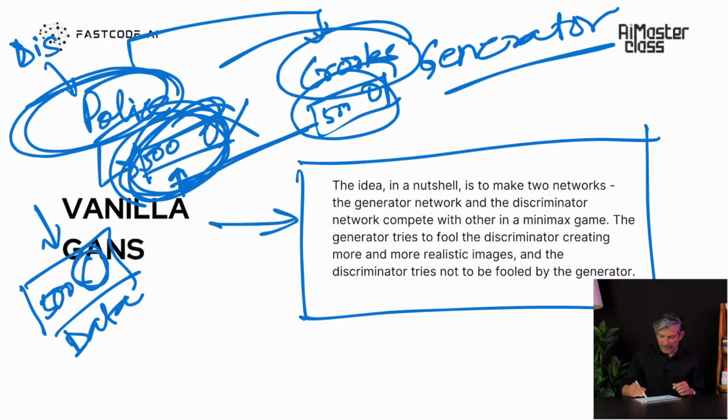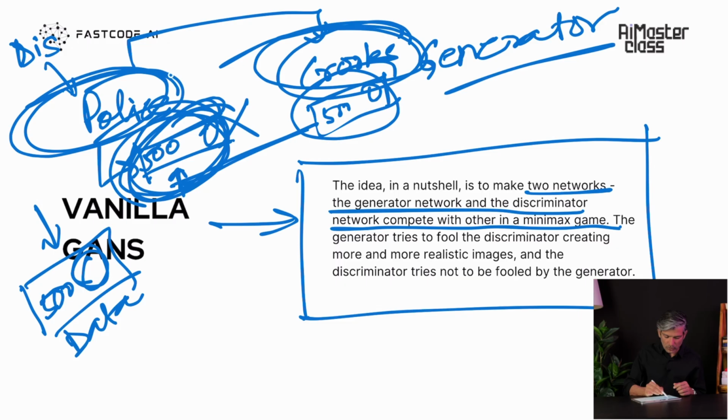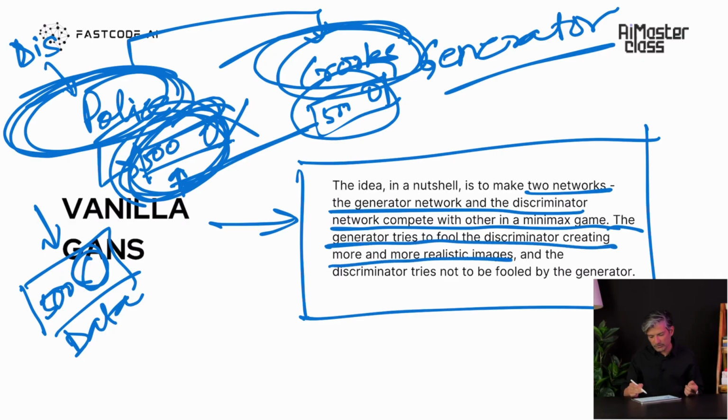So the idea is to make two networks, the generator and the discriminator, compete with each other in a mini-max game, right? So this is the generator, the crook, and this is the discriminator, the police. The generator, or the crook, tries to fool the discriminator, or the police, by creating more and more realistic images, in this case banknotes, and the discriminator, the police, tries not to be fooled by the generator, the crook.